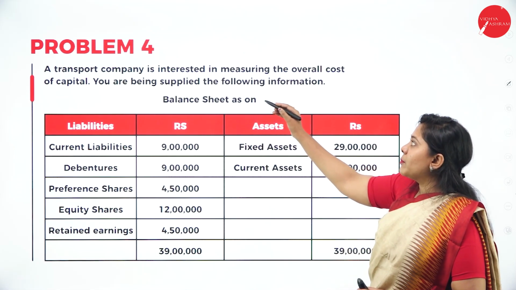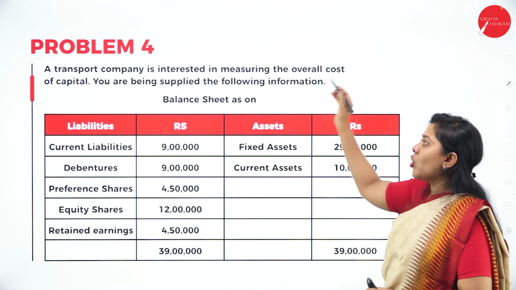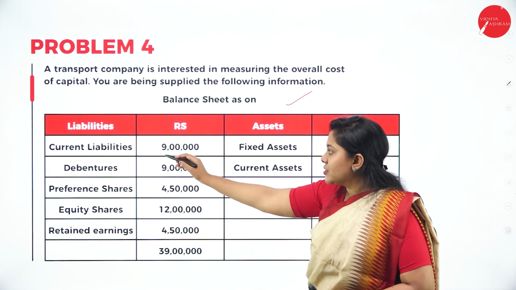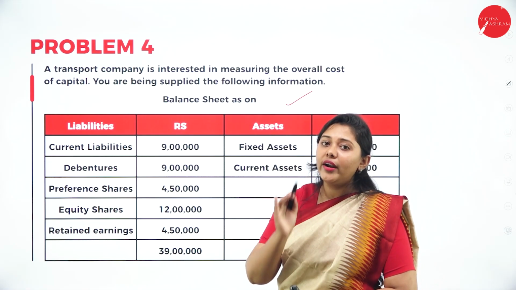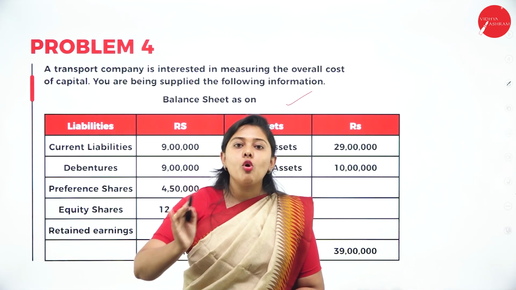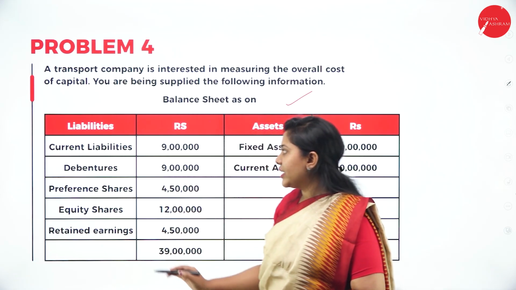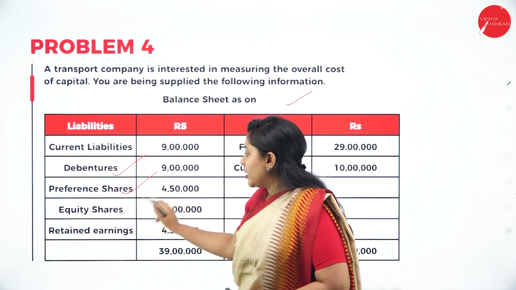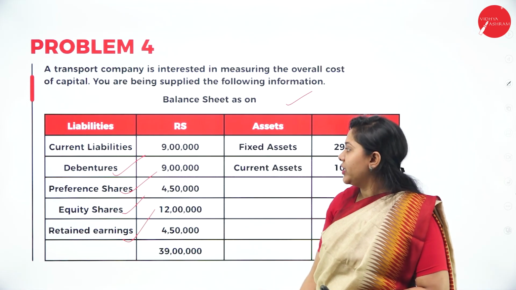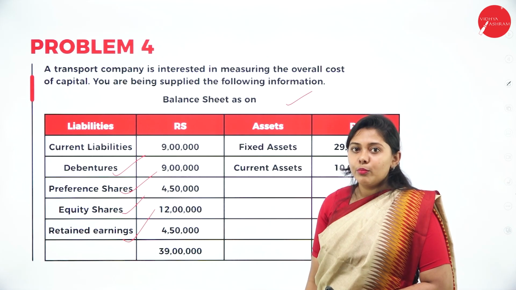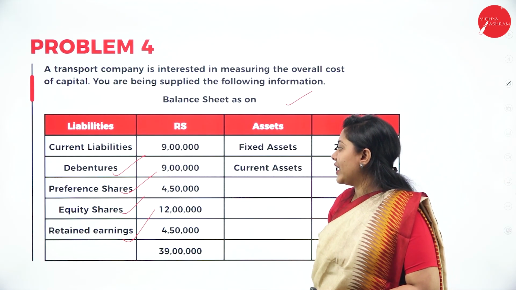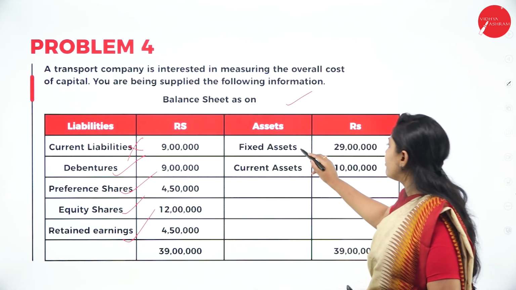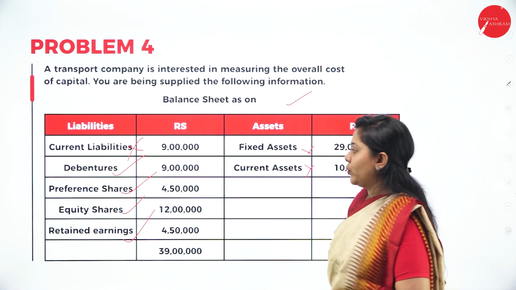A transport company is interested in measuring the overall cost of capital. You are being supplied the following balance sheet. In the balance sheet, you should take only your sources of finance. No other information has to be taken. Debenture, preference, equity and retained earnings have to be taken. So these finance book values we will take: 9 lakh, 45 lakh, 12 lakh and 4 lakh 55,000. Current liabilities, fixed assets and current assets we are ignoring.